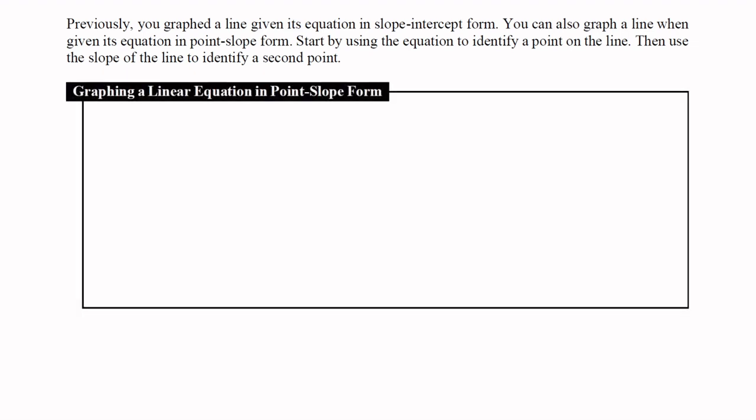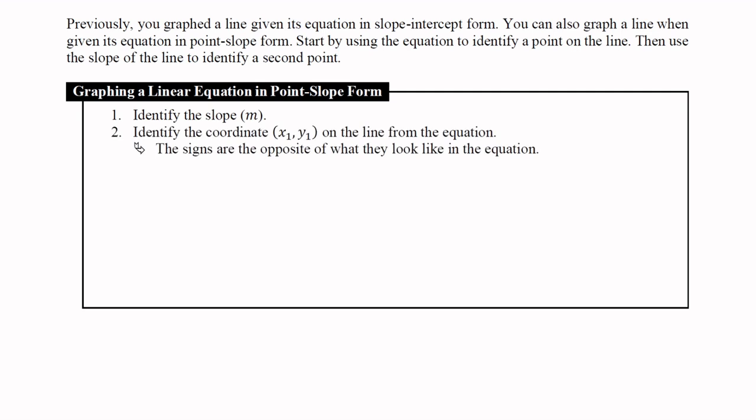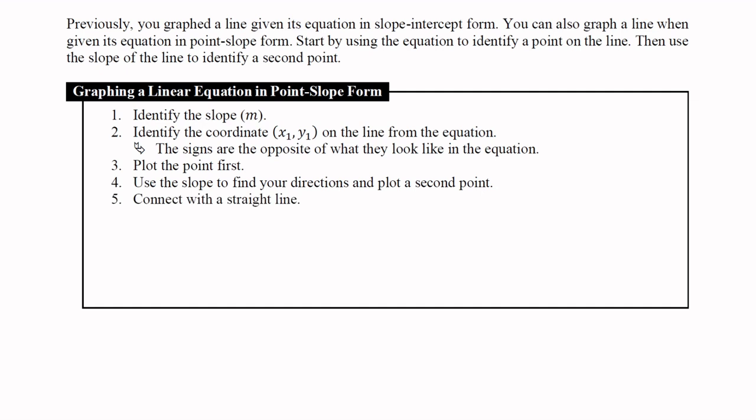So to graph a linear equation in point-slope form, identify the slope, and identify the coordinate (x1, y1) on the line from the equation. The signs are the opposite of what they look like in the equation because remember, in point-slope form, you're subtracting x1 and y1. Plot the point first. Then use the slope to find your directions and plot a second point. Connect with a straight line.